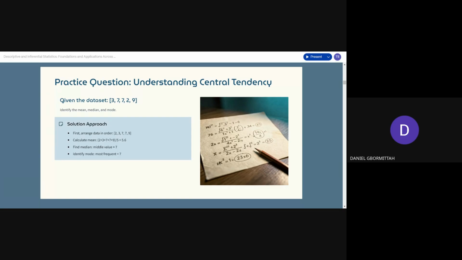Then what about the mean? The mean is 5.6. Did you do the calculation, or are you telling me the answer here? The answer here is wrong. You add 2, 3, 7, 7, 9, that is 28, divided by 5. So it's 5 point something. It's 5.6. Okay, that is good.